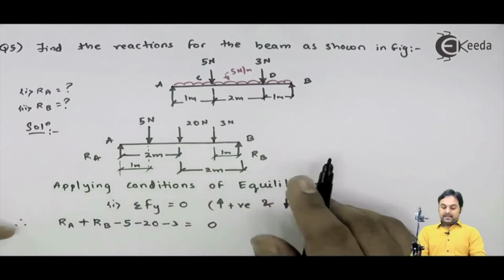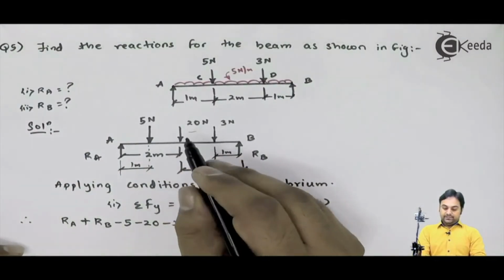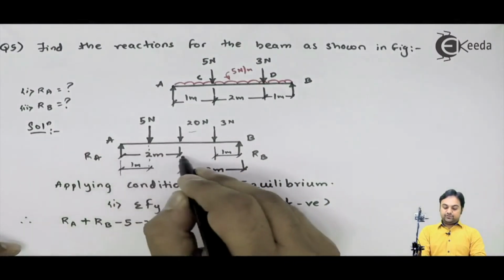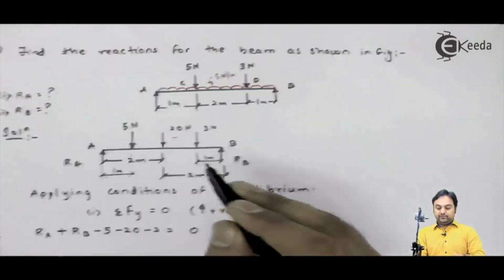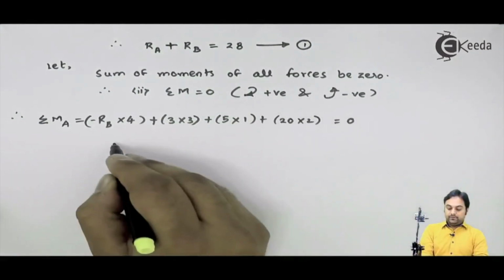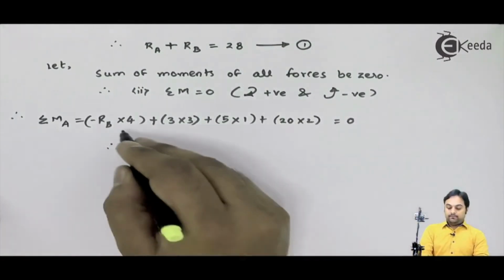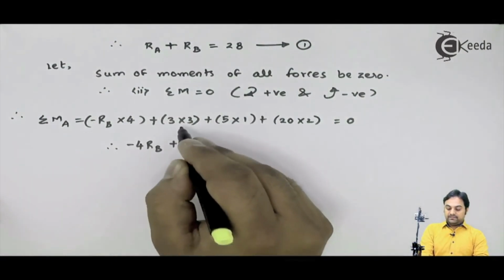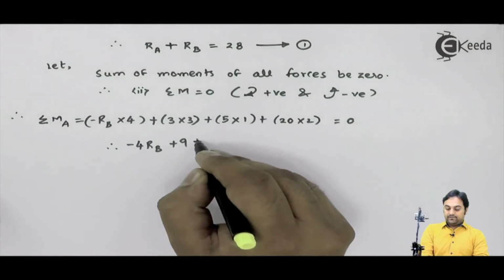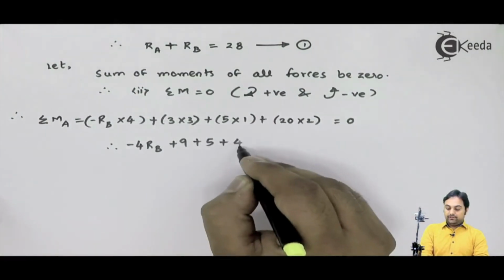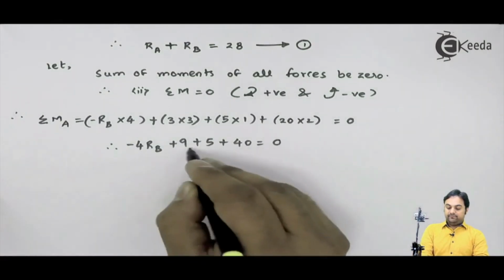Next, I have plus 20. This will be producing again a clockwise moment, and the distance is 2 meter from A. So it is plus 20 into 2. That's equal to 0. Hence, minus 4 RB plus 9 plus 5 plus 40, that comes out to be 54.